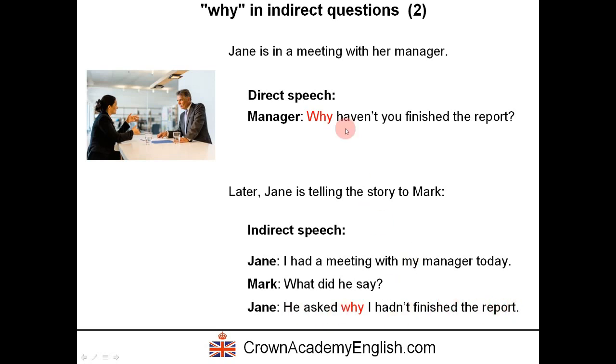And notice here we started in the present, in the actual situation, it was in the present perfect. And now when we report it in the past, it becomes the past perfect. He asked why I hadn't finished the report. This is the past perfect negative. Okay, but the important thing to remember for this lesson is that we can also use why in an affirmative sentence, but it is in indirect speech. We're reporting a question.